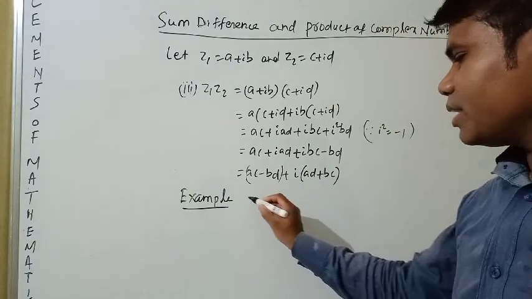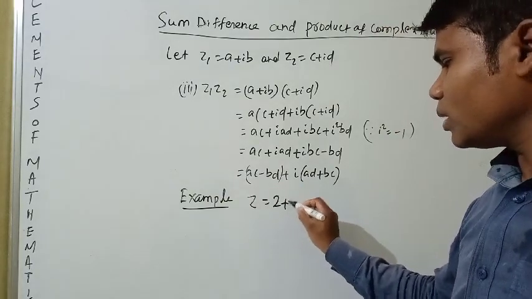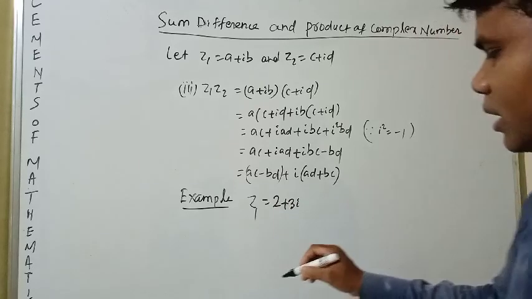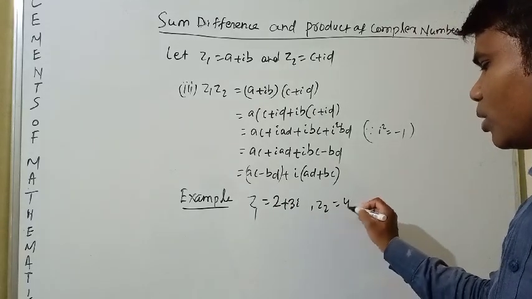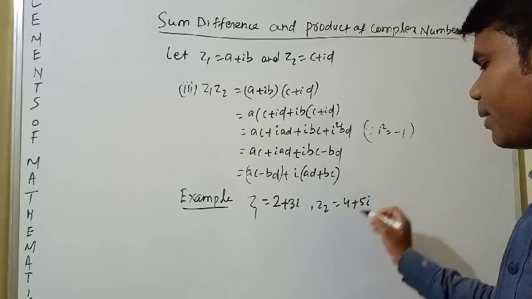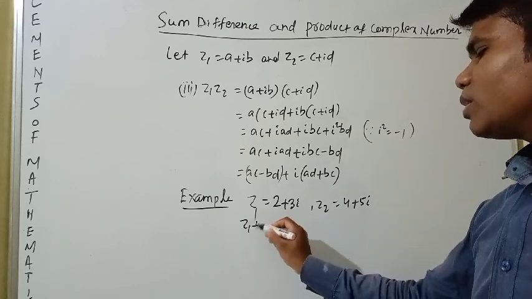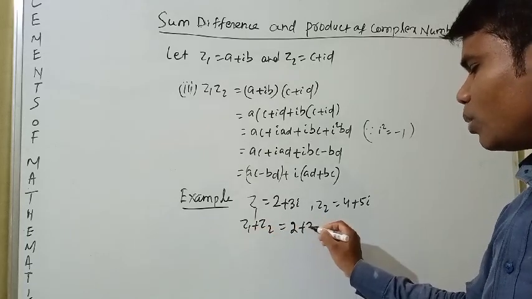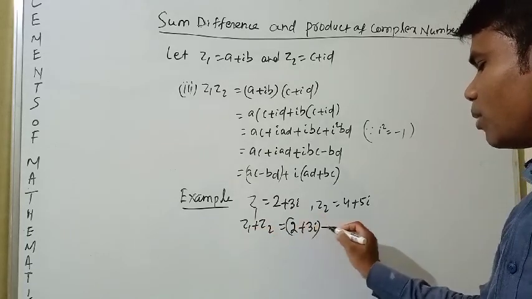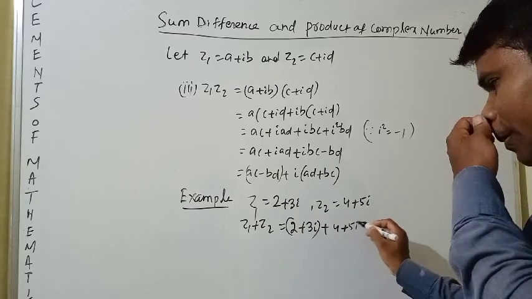Suppose Z1 is equal to 2 plus 3i, and Z2 is equal to 4 plus 5i. Z1 plus Z2 is the sum of two complex numbers, that is 2 plus 3i plus 4 plus 5i.